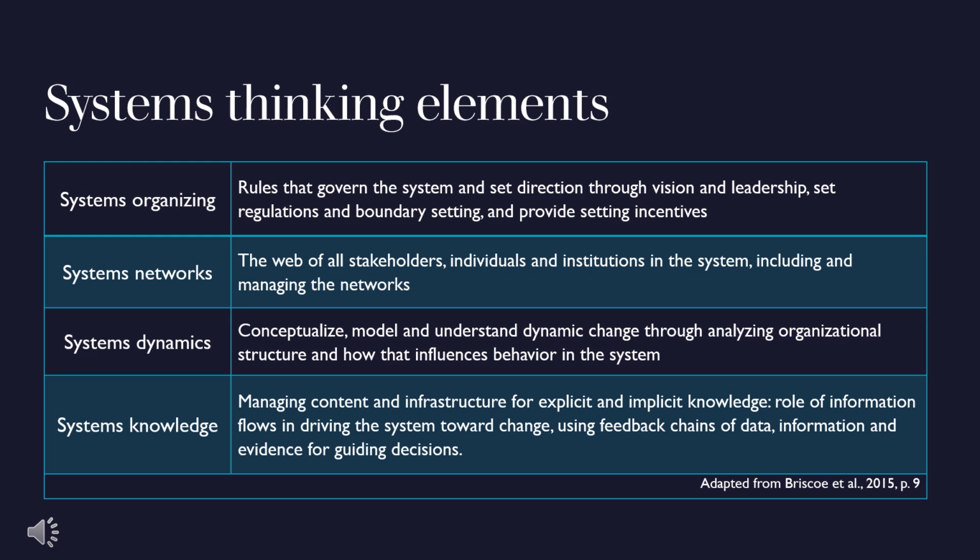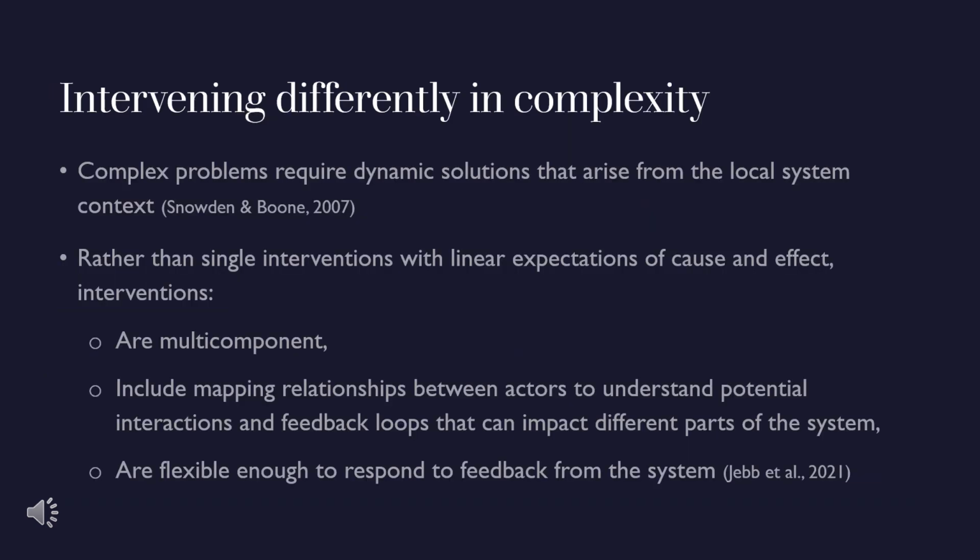And the fourth element is systems knowledge. This is how we manage the recording of explicit and implicit knowledge that is developed throughout this sense-making process. Additionally, this includes how the information flows to drive towards systems change and how it informs our decision-making. Combine the information presented on complex adaptive systems in Module 1 with these elements of systems thinking, which can help us understand these systems we want to intervene in.